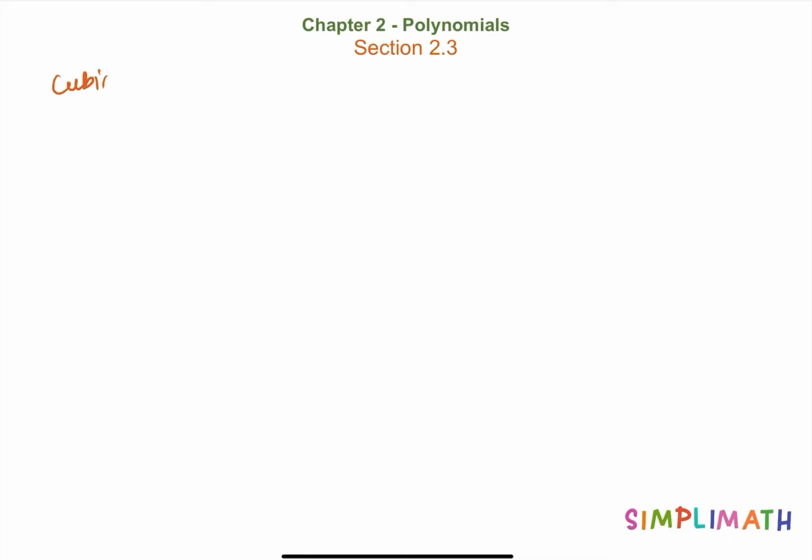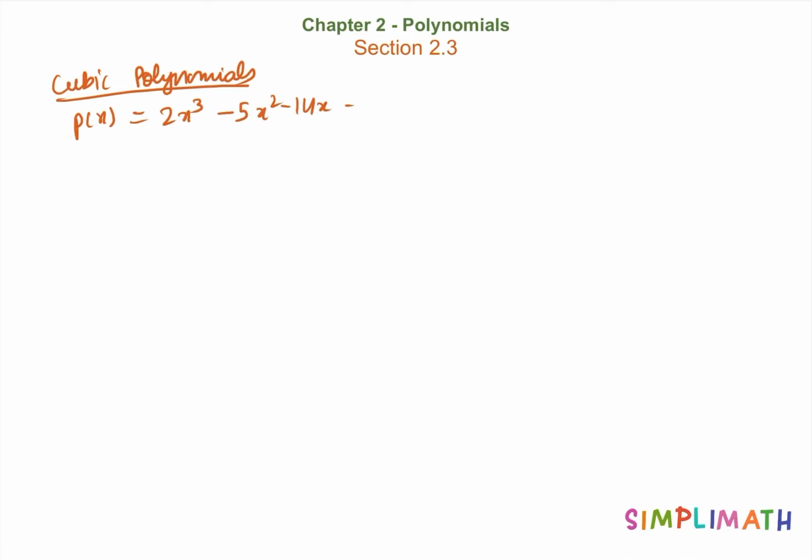Now let us understand about the cubic polynomials, right? Now we know that a cubic polynomial is a polynomial of degree 3. Let us first understand with the help of an example. Let p of x equal to 2x cube minus 5x square minus 14x plus 8. Now you don't have to find the zeros for cubic polynomials. So I'll just write straight away that x equals to 4, minus 2 and half are the zeros of the polynomial p of x.